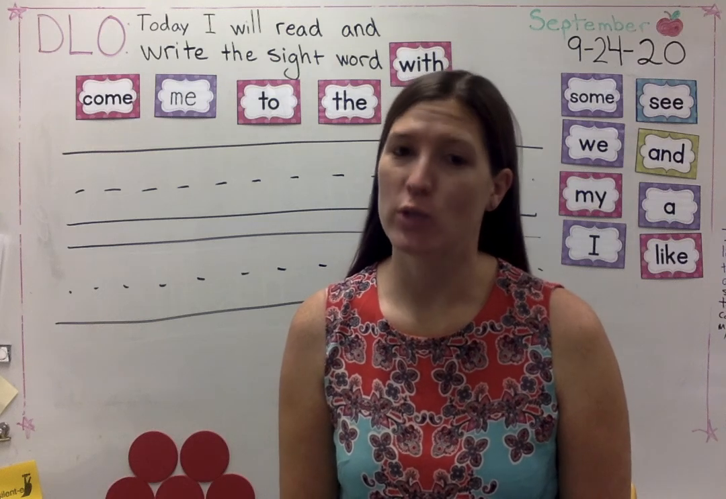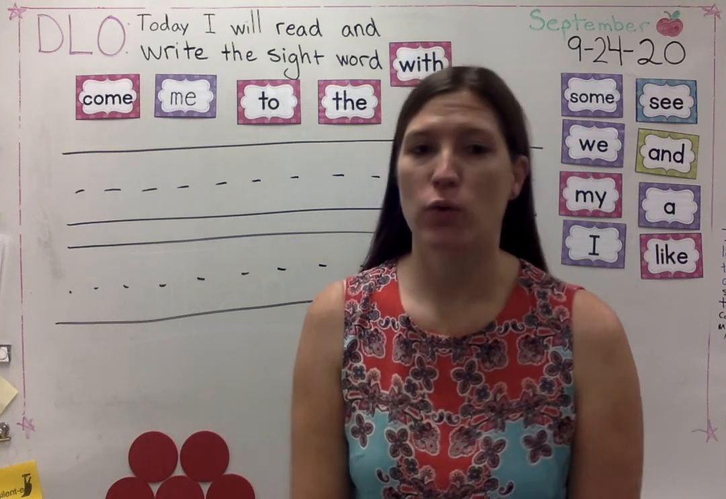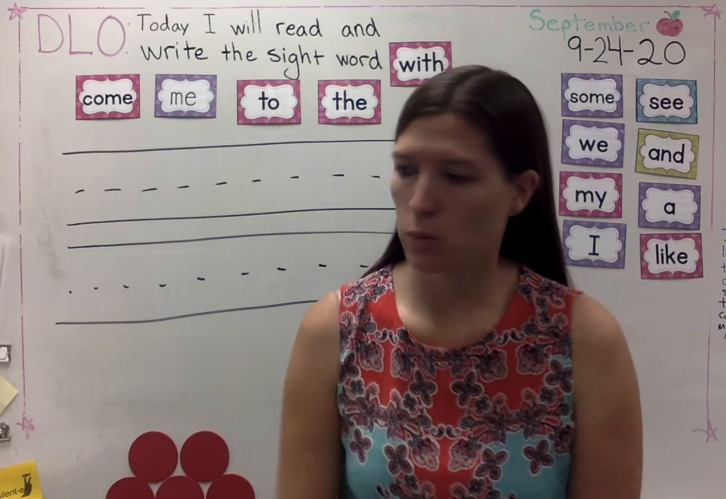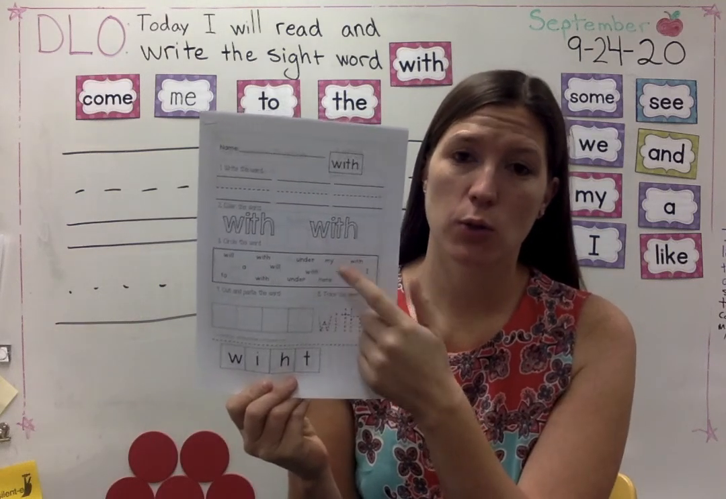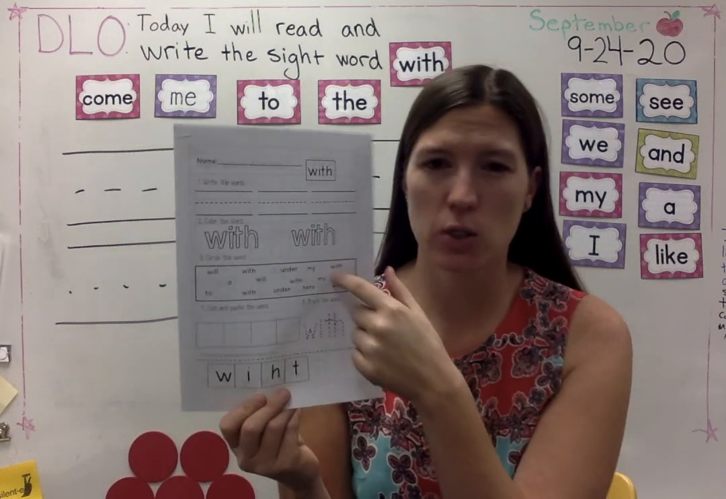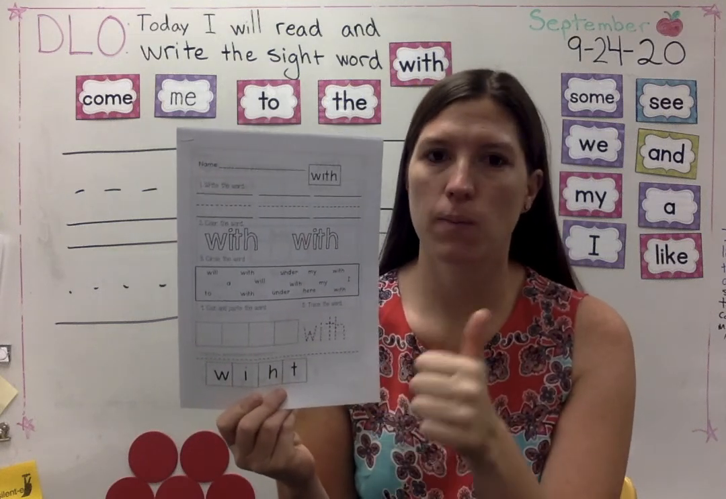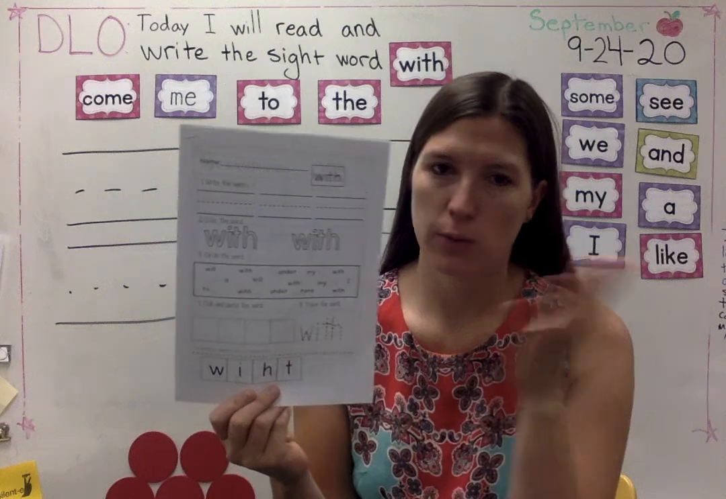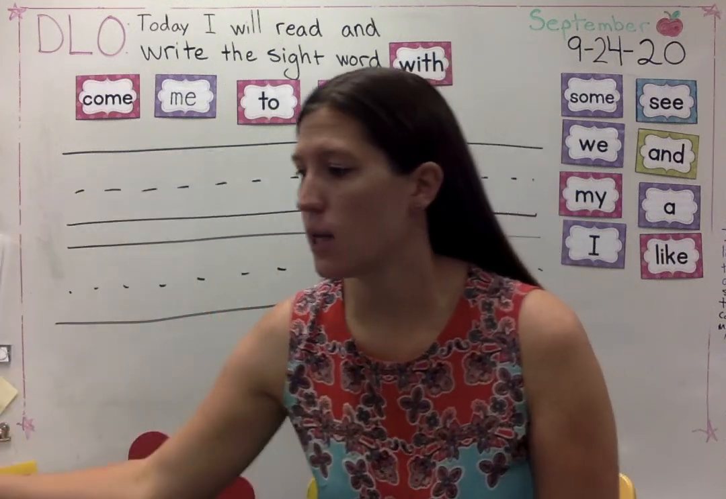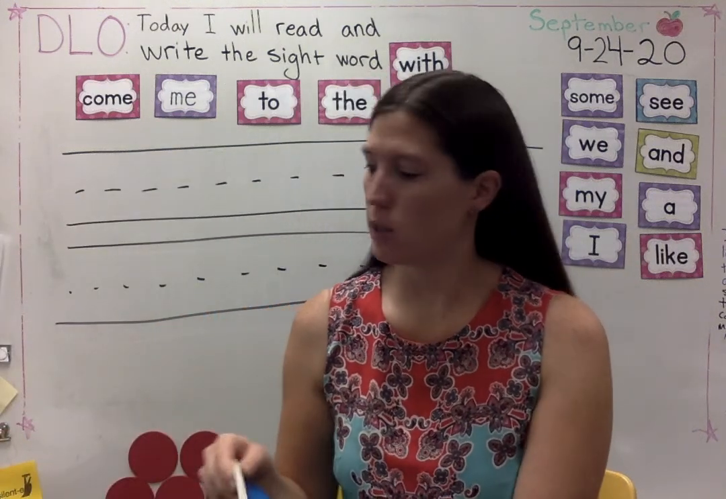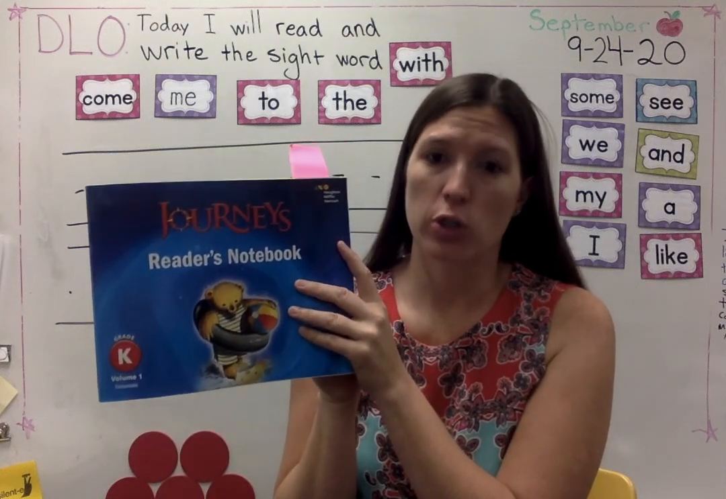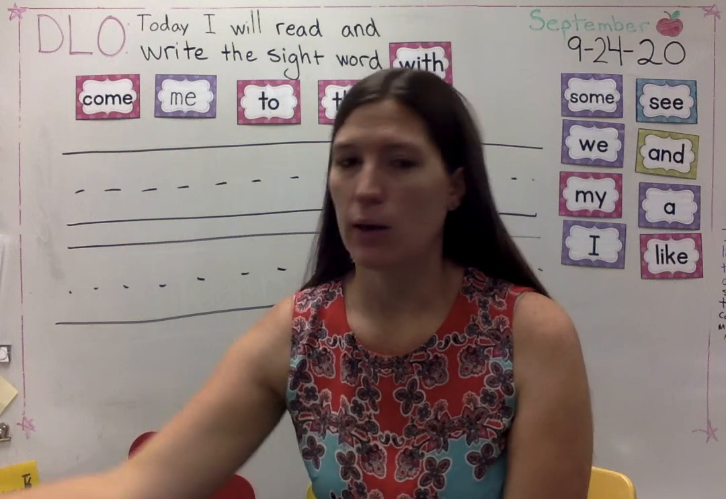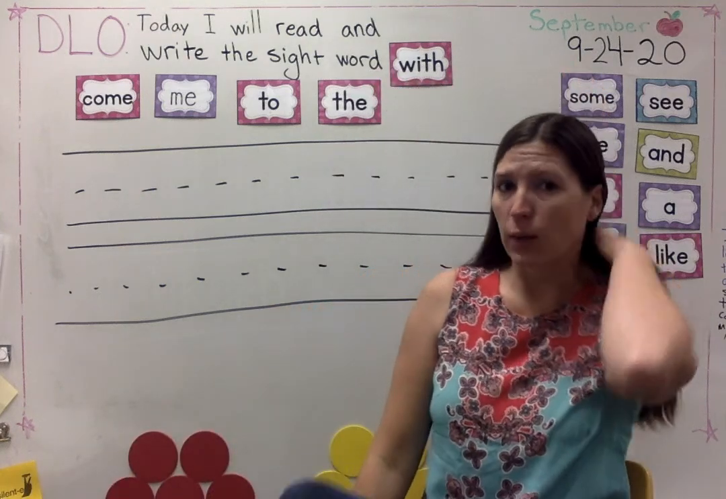We have a new sight word to learn today, so we'll go over our new sight word, review some old ones, and then it'll be your turn to do your work on the worksheet. This one will look a little bit different from the ones we typically do because the other program didn't have width on it. And then after you write your sentence and do your worksheet, you will work on your Journeys Reader's Notebook. All right, let's go over our daily learning objective, our DLO.